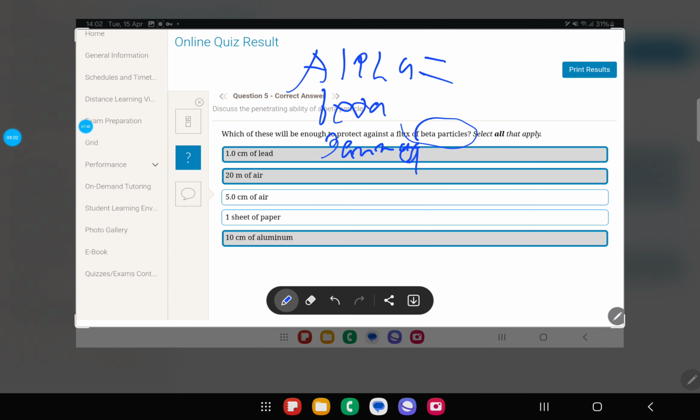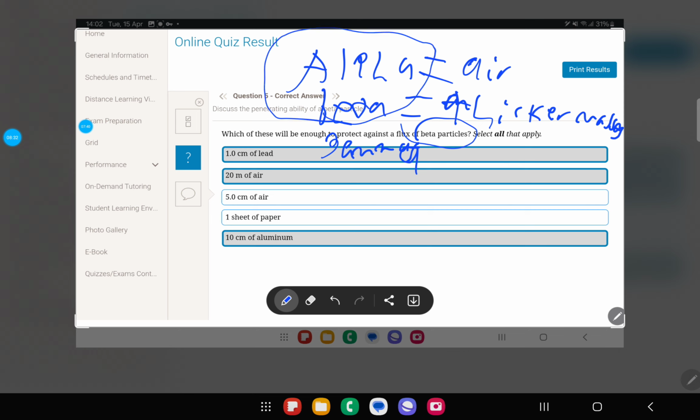Okay, alpha is the worst one at penetrating. It can only pass through air. Okay, it can't even pass a thin sheet of paper. Beta, on the other hand, can pass through thicker masses. But still, if it gets too thick, it can't pass. So both alpha and beta can be stopped by specific obstacles.